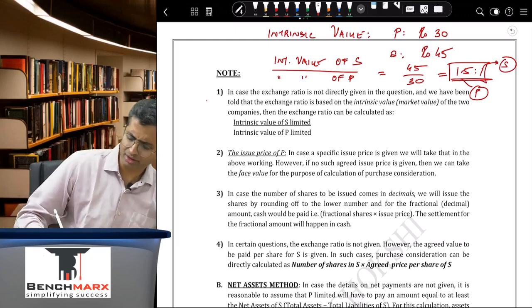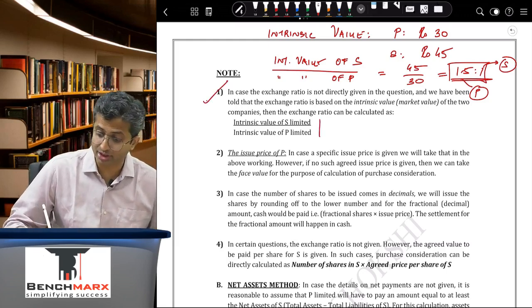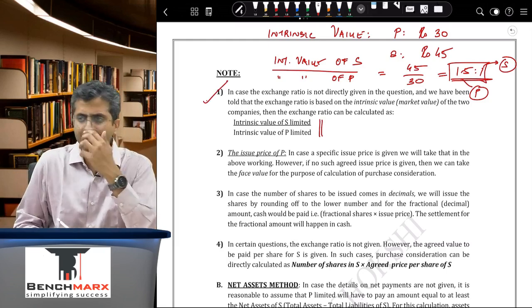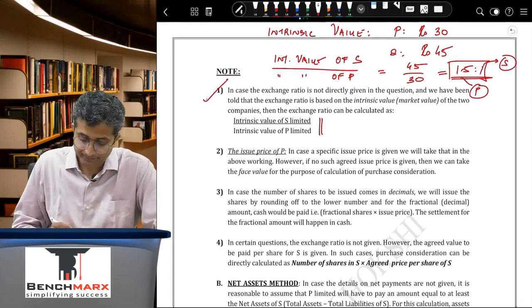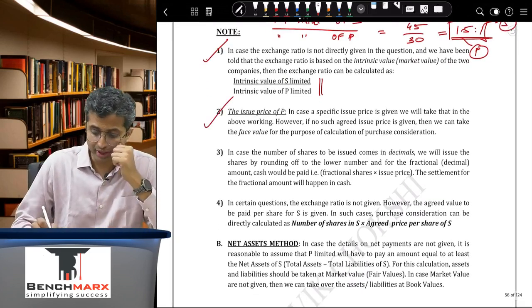Okay, so this is the first part. This is regarding the exchange ratio. If the question tells you it is in the ratio of intrinsic value, you'll have to take the intrinsic value of the selling company in the numerator, purchasing company in the denominator. Acha, what about the issue price of these shares?